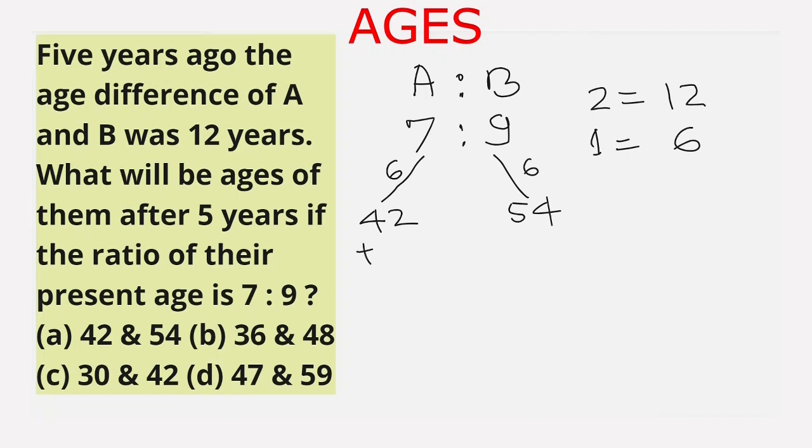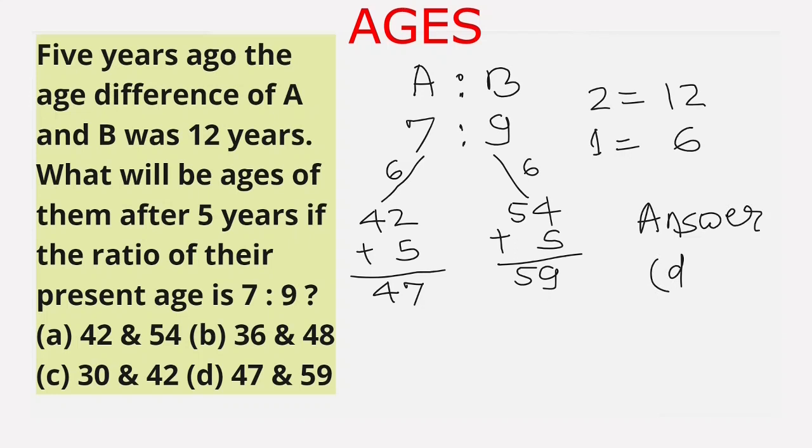So we add 5 to both the ages. Then 42 plus 5 is 47, and 54 plus 5 is 59. So the age of A will be 47 and the age of B will be 59 after 5 years. And from the given options, our answer is option D. Hope you have understood the solution of this question. We go to the next question.